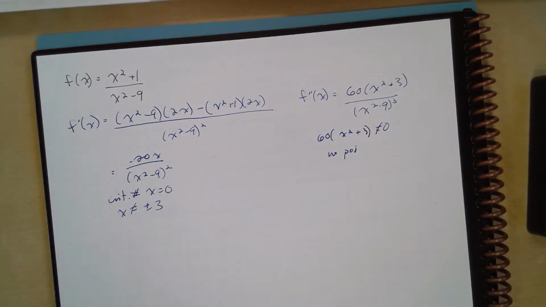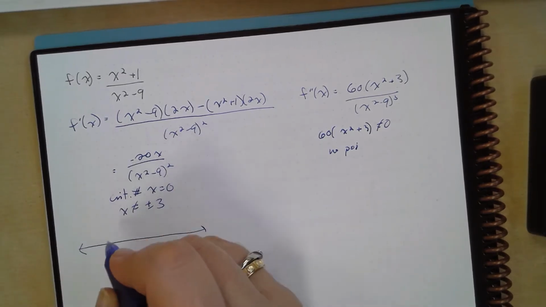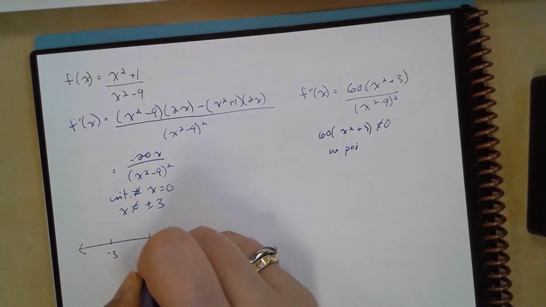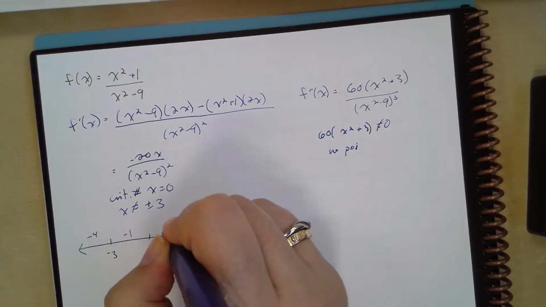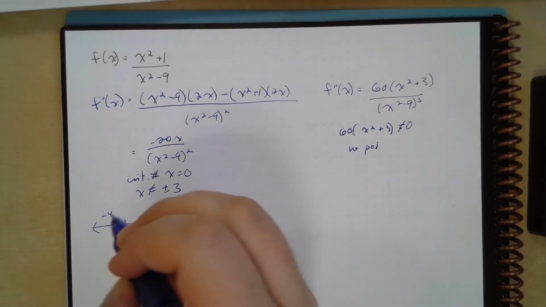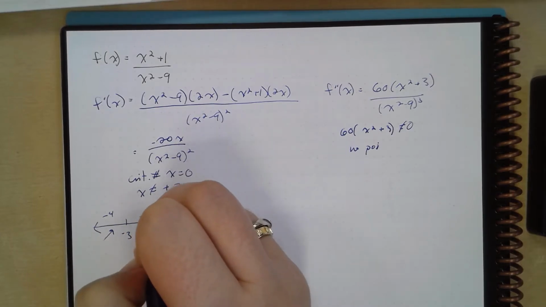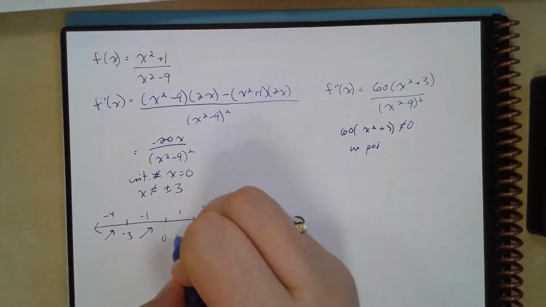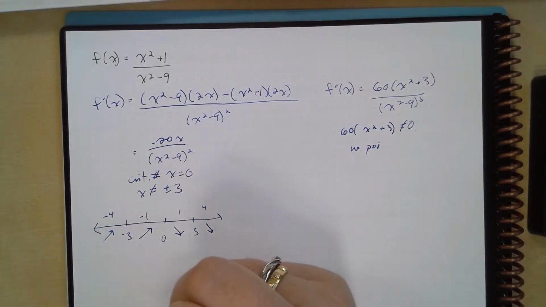So let's deal with our, watch when I do our second derivative test. First, the first derivative test: we have negative 3, 0, and 3. So I'm going to test negative 4, negative 1, 1, and 4. If I test negative 4, that's positive, so I'm increasing. If I test negative 1, that's positive, so I'm still increasing. If I test 1, it's negative, I'm decreasing. 4, negative, I'm decreasing.